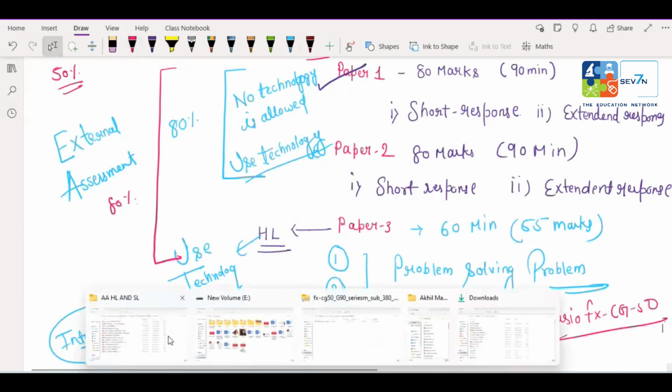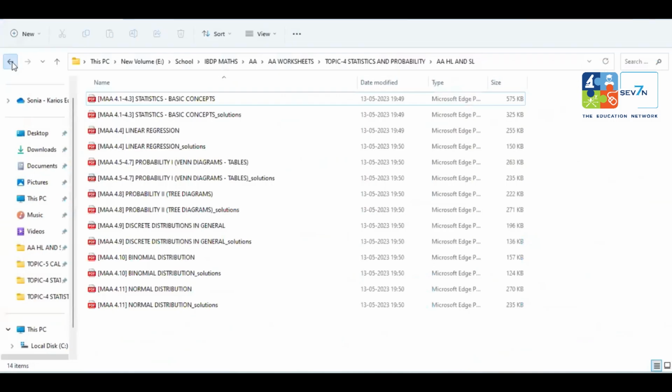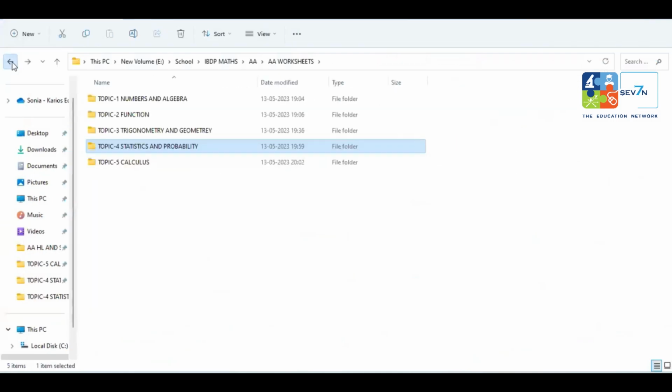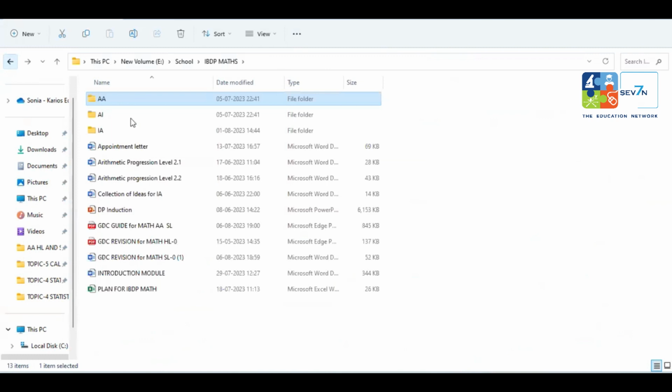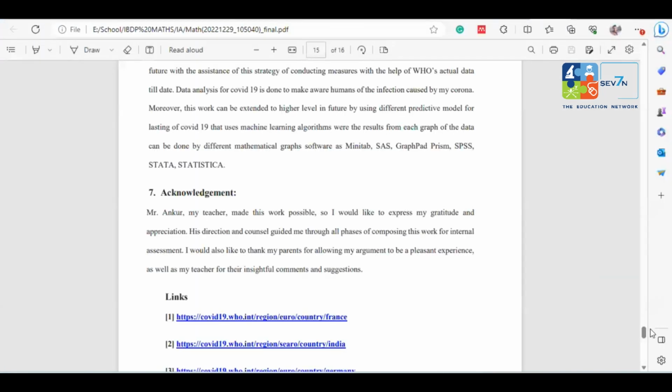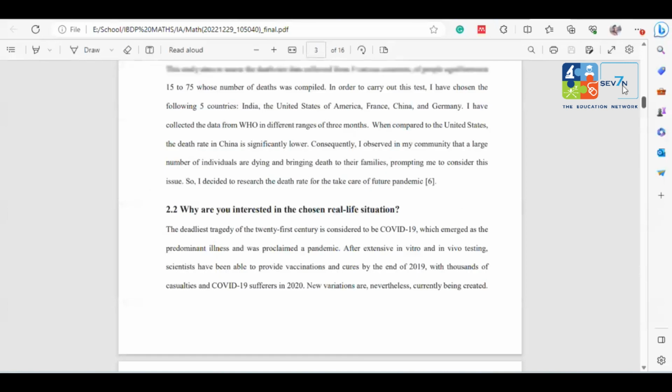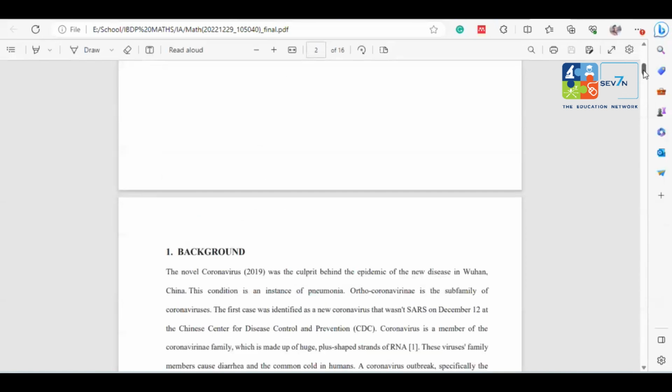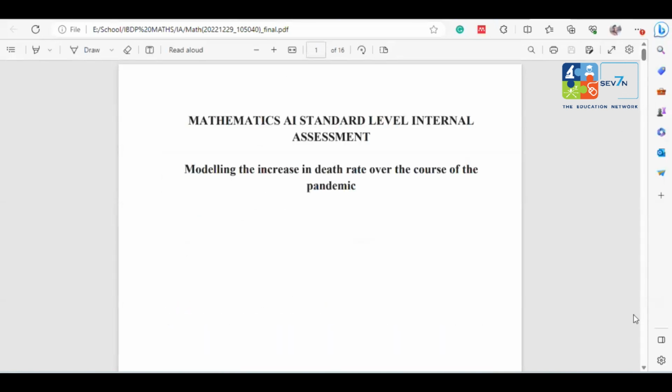I'll show you one example of how we have done this IA, your internal assessment, how we can make this. I just need to show you a short sample. Is this visible for you? Yes. So this is just a short sample, actually, modeling the increase of death rate over the course of a pandemic.